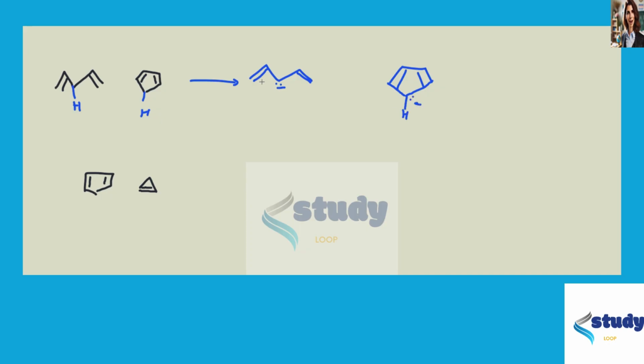So now let's look. We have resonance stabilization with this molecule because we can move around this carbanion to this position here and this position here. So this molecule is resonance stabilized, but it is not aromatic in nature because it's not cyclical. It's not a cyclic structure, therefore it cannot be aromatic.